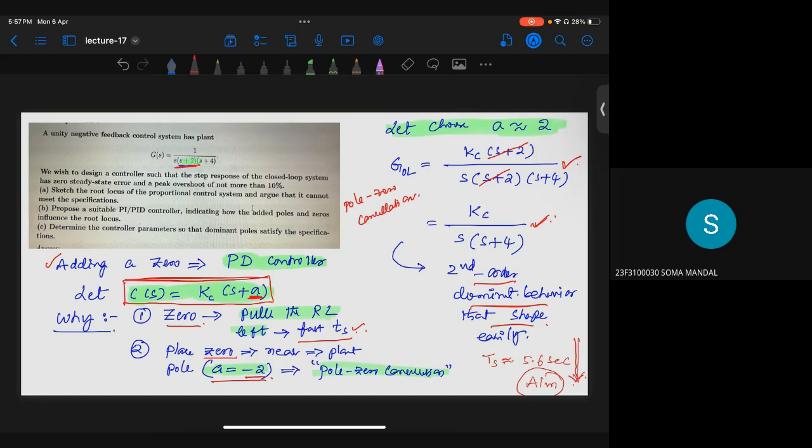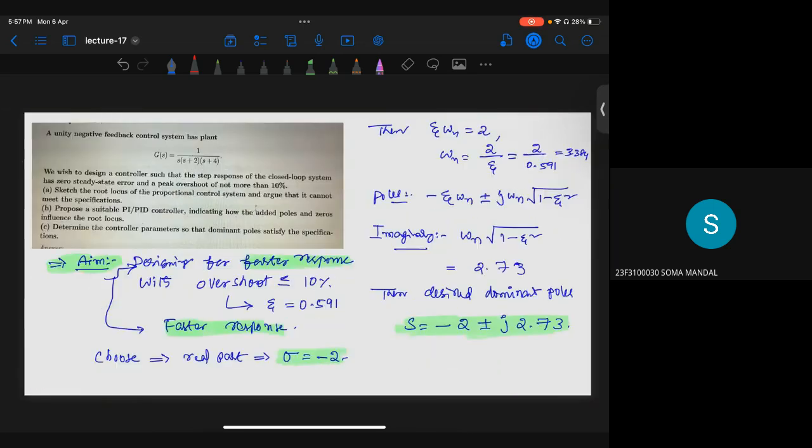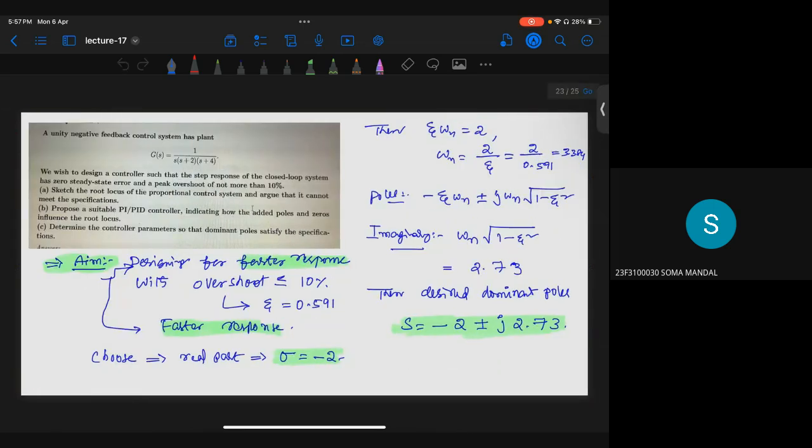Now in place of the open loop transfer function, we will use only this instead of this. So again do the same thing. The overshoot should be this much, our zeta is this. We are looking for the faster response. Now here you should see.